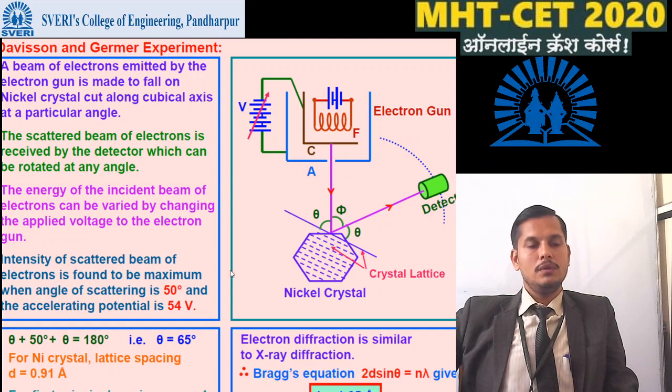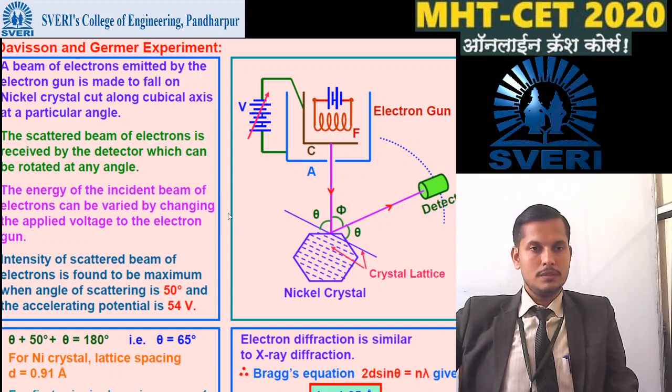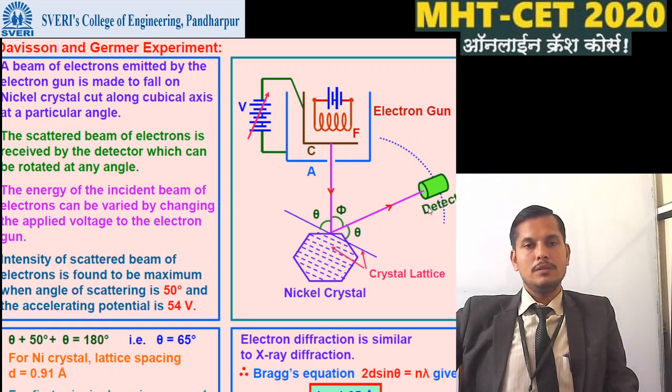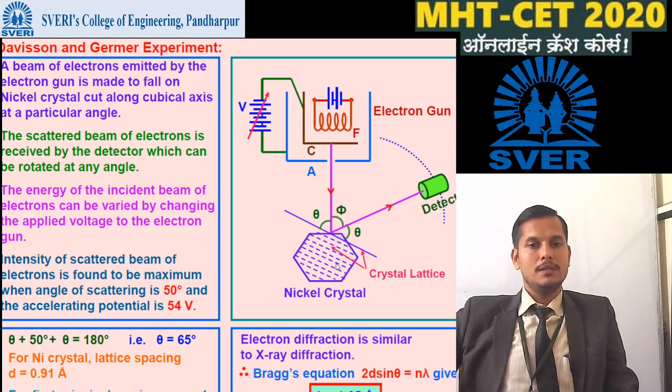Then if we consider the practical proof of this, it is nothing but the Davisson and Germer experiment, where a beam of electrons emitted by the electron gun is made to fall on a nickel crystal cut along the cubical axis at a particular angle. So we use this electron gun and bombard the electrons, and the scattered beam of electrons is received by the detector, which can be rotated at any angle. So we have made this detector rotate so that we can detect the angle.